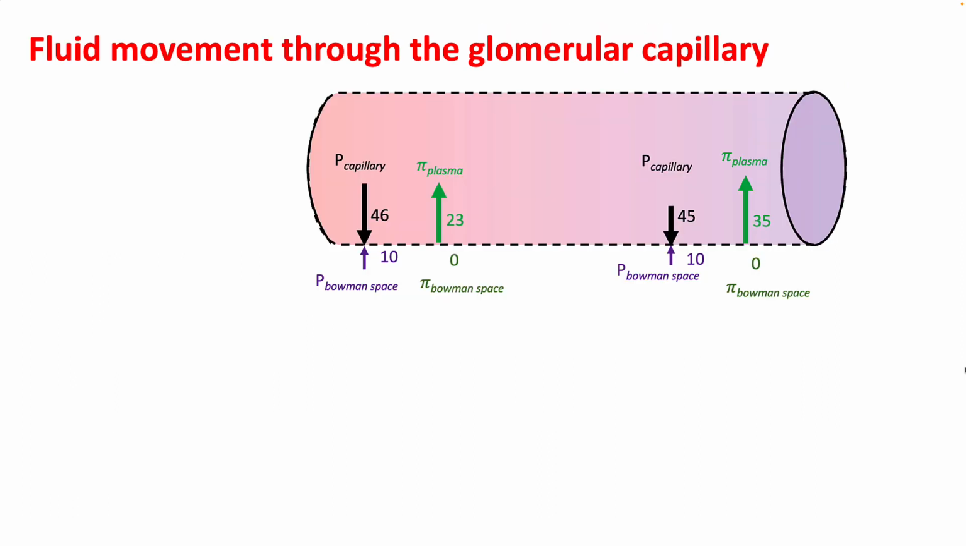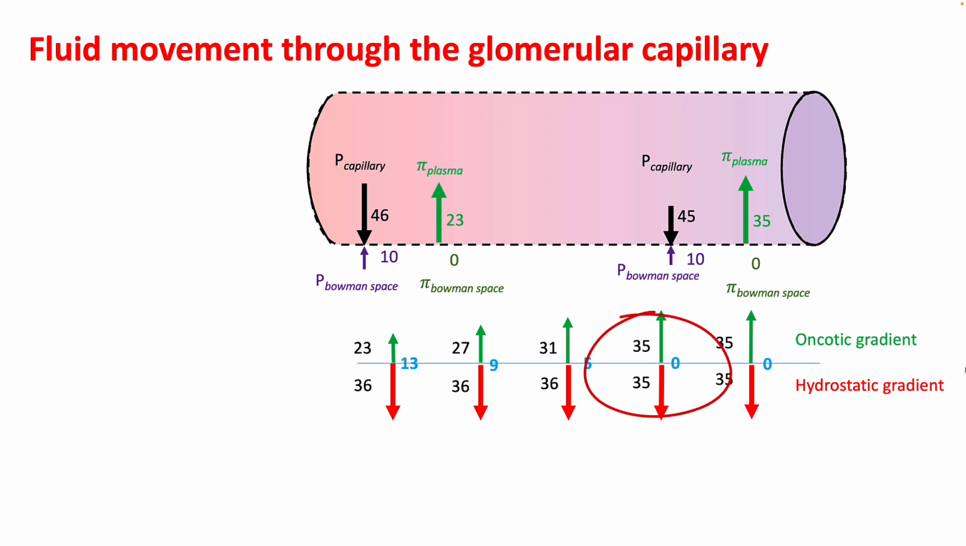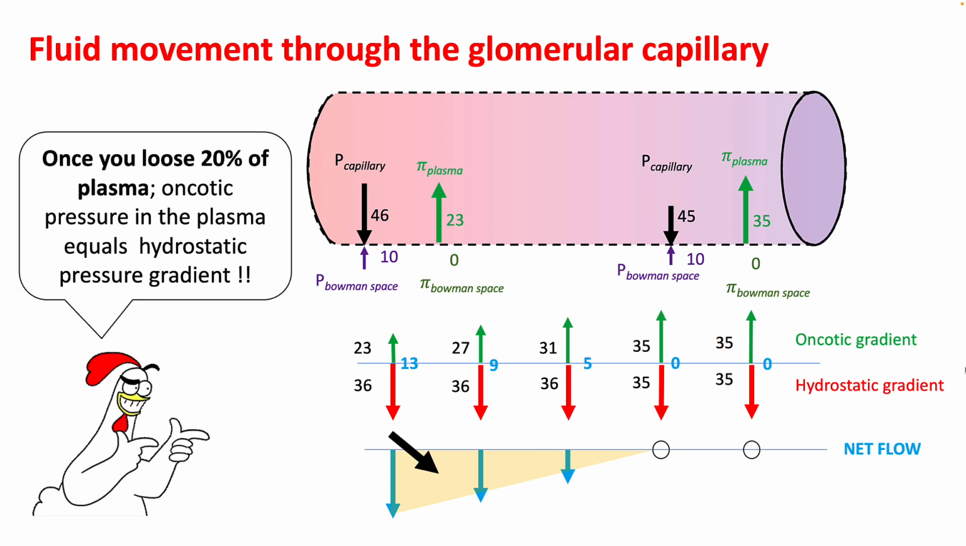So let's look at the fluid movement through the glomerular capillary. Your hydrostatic pressure gradient is around 35 to 36, and your oncotic pressure gradient increases as you move from the afferent to the efferent side. And a point comes when oncotic and hydrostatic pressure gradient are similar, so the net flow drops down to zero. Interestingly, this occurs when you lose 20% of your plasma. Once you lose this amount of volume through GFR, your oncotic pressure in the plasma equals the hydrostatic pressure gradient.